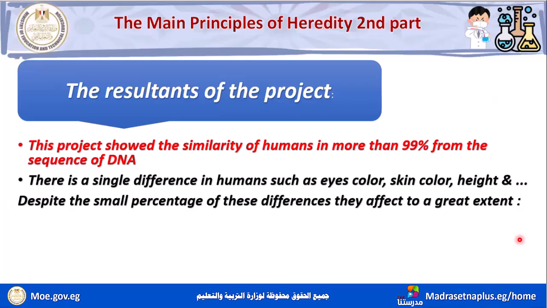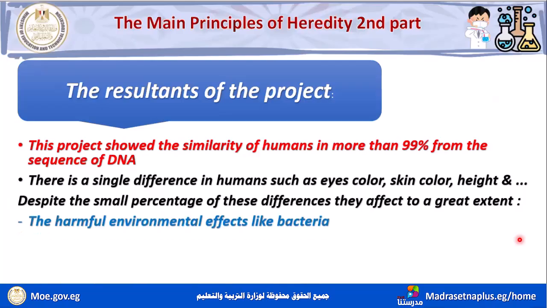There are single differences in humans, such as eye color, skin color, height. Despite the small percentage of these differences, they affect to a great extent the response to harmful environmental effects like bacteria, medicines, and various treatments.